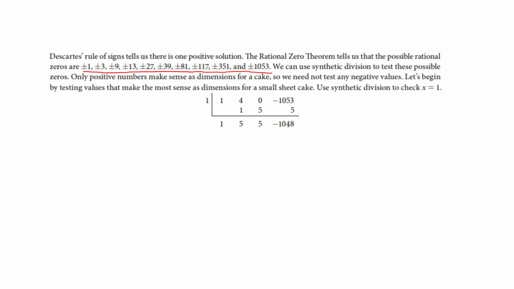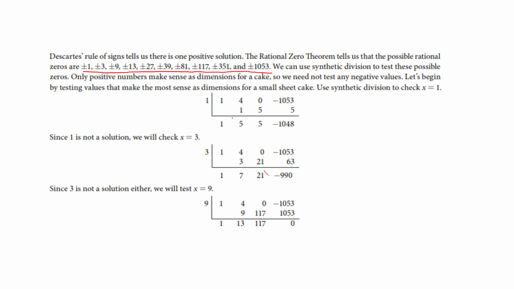So that's not a solution. Then they try again with 3, and that's not a solution. It's not a factor, or a 0, because I've got a remainder. Now they keep jumping around and they get to +9, and they find out that that is a solution. So that has a remainder of 0. So x minus 9 factors this thing.